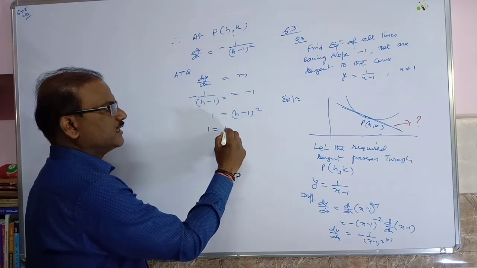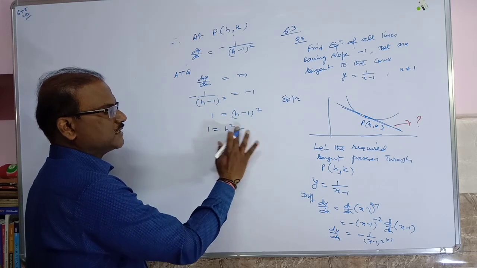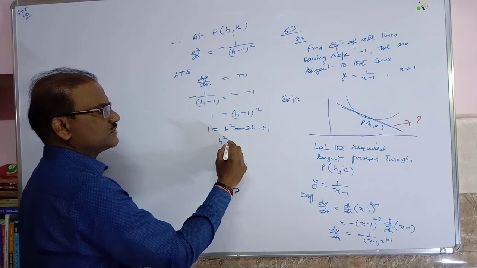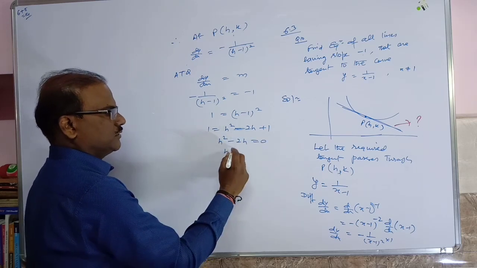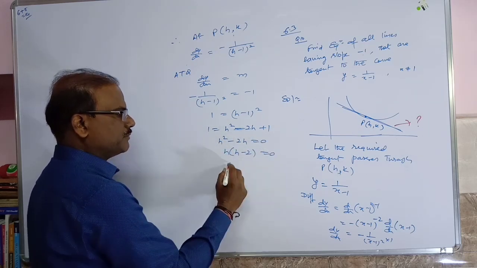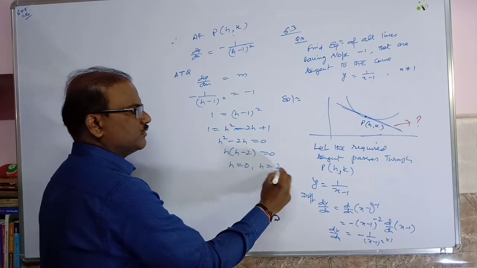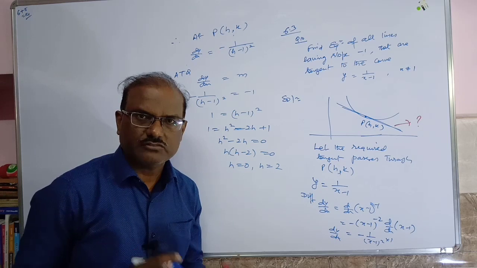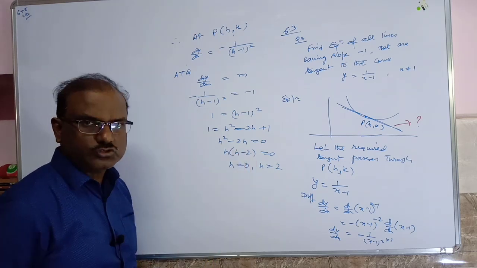We can go for that, h square minus 2h का फॉर्मूला खोला हमने, 1 gets cancelled, h square minus 2h will be 0, h की वैल्यू 0 और 2 आ गई. So we were trying for the only 1 point, but instead we are getting 2 points, okay.